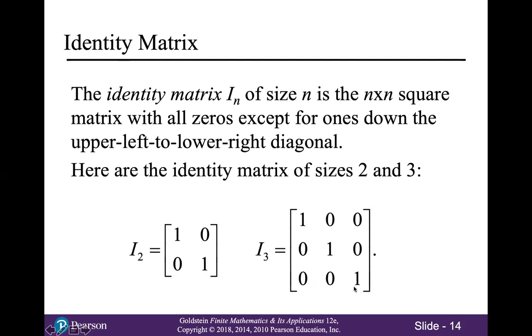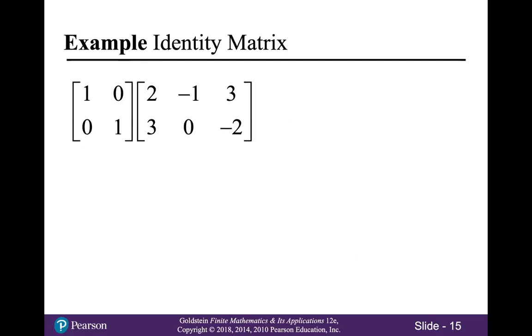So why is this called the identity matrix? Well, let's talk about what you would get if you multiplied these two matrices together. Notice that this one is 2 by 2 and this one is 2 by 3. So that operation is defined. The 1, 1 entry would be this row times this column. 1 times 2 is 2, plus 0 times 3 is still 2. 1 times -1 plus 0 times 0 is -1. 1 times 3 is 3.